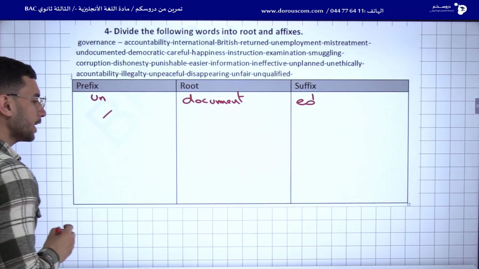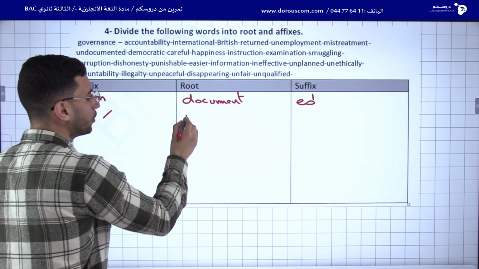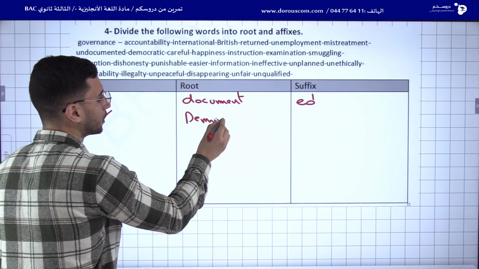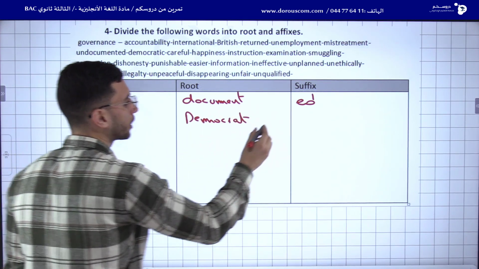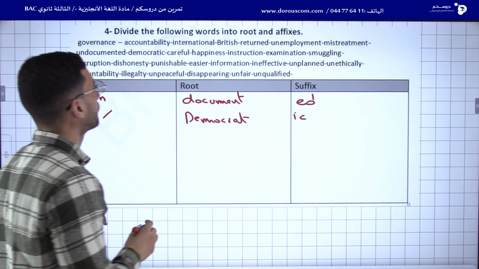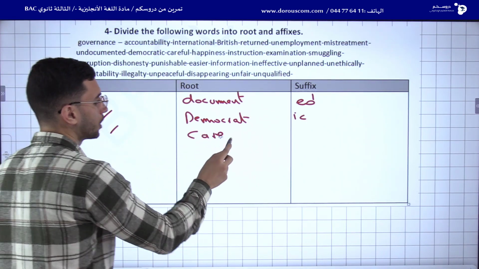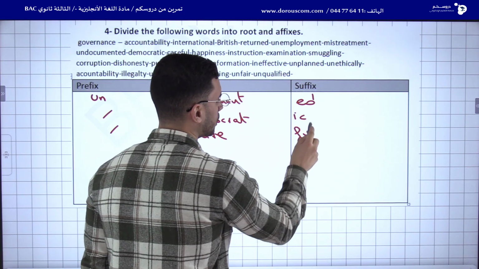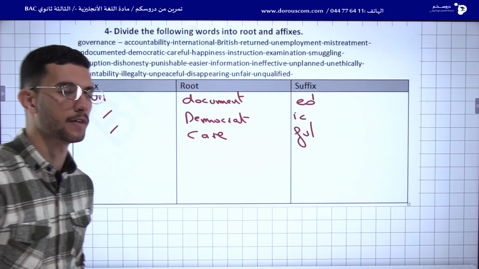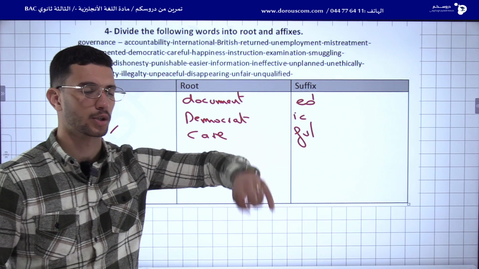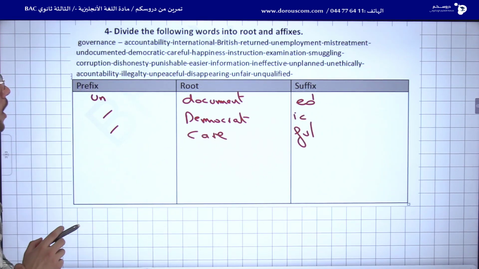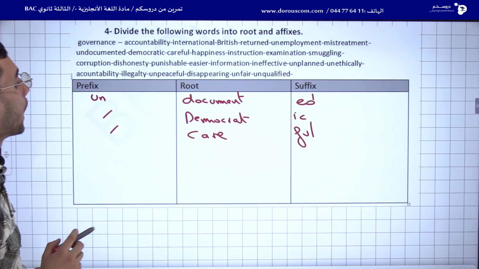Democratic. It has no prefix. The root is democrat, and ic is the suffix. Careful. No prefix. The root is care and the suffix is ful, that forms an adjective, and its opposite is less. Full and less.